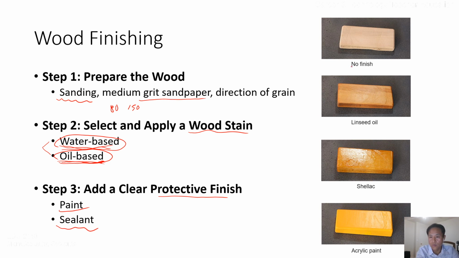This example shows no finish. If you just put the wood without any finish, it will quickly deteriorate. That means it creates warp or crack like this, or the warp changes the shape like this. Linseed oil, shellac, and acrylic paint are shown in the example. Shellac was very popular in the 1880s, 1980s, or before. It creates a high gloss, but nowadays people don't like shellac because it's too much.